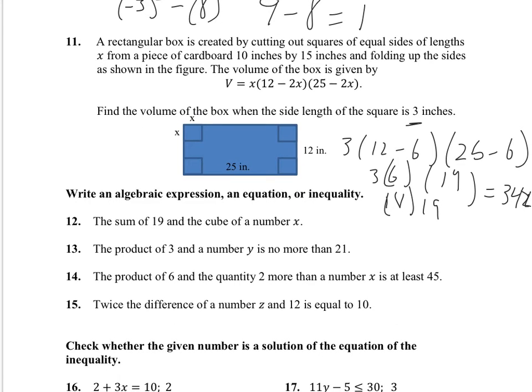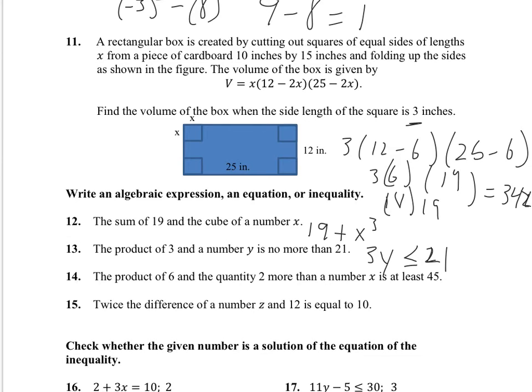Number 12, the sum of 19 and the cube of x. Well, sum means add, and the cube of x is x to the 3rd. The product of 3 and y is no more than 21. So, 3y is no more than, which means that it cannot be bigger than 21.